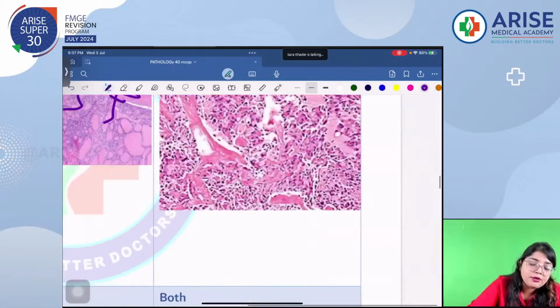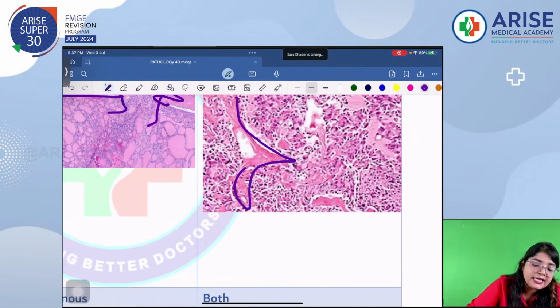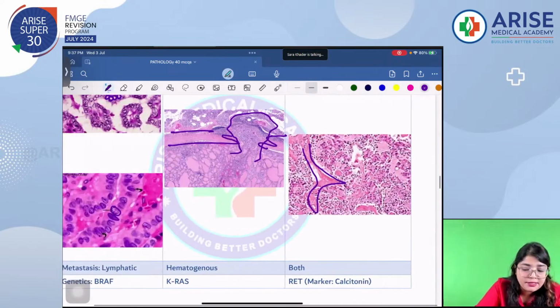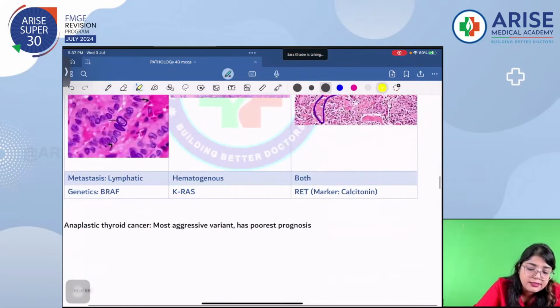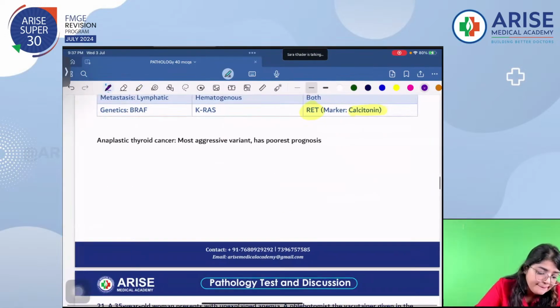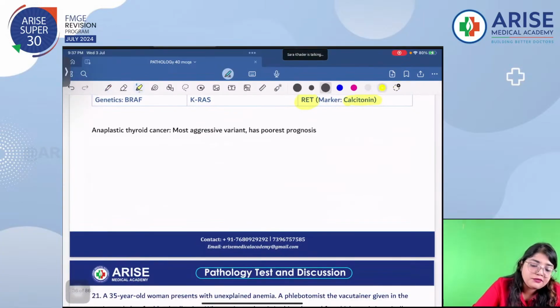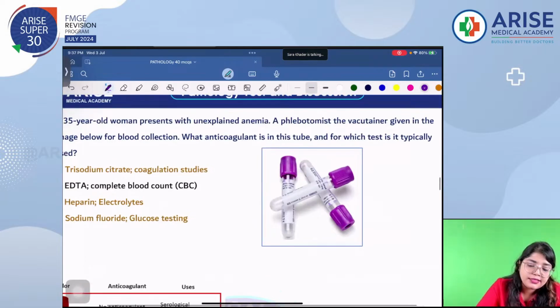And when you talk about amyloid, AL deposition is seen in medullary carcinoma. What is the marker? Calcitonin. What is the gene defected? RET gene. Okay. Worst prognosis definitely is your anaplastic. Okay. Let's go to the next question.